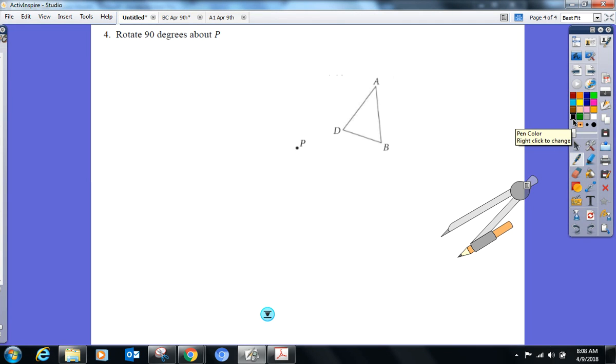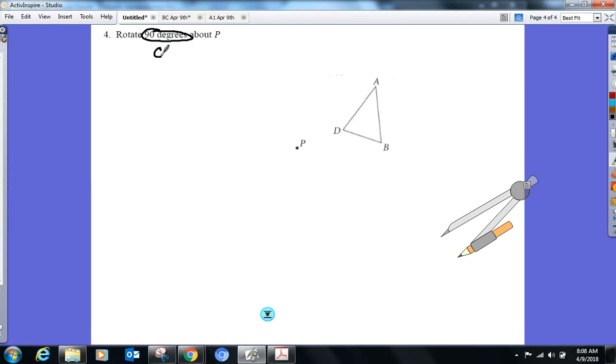Before you start any construction tomorrow, get a visual of what it should look like at the end. Right now, clockwise or counterclockwise? Counterclockwise. So understand before you even touch compass to paper where point D, A, and B should be. Again, counterclockwise. All right, so A is moving around this way. D is moving around this way. B is moving around this way.